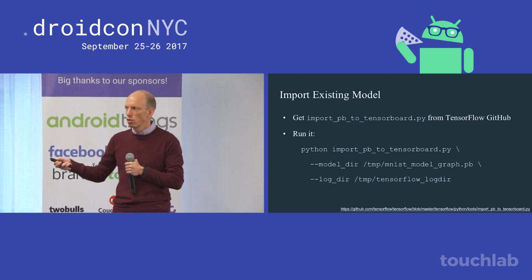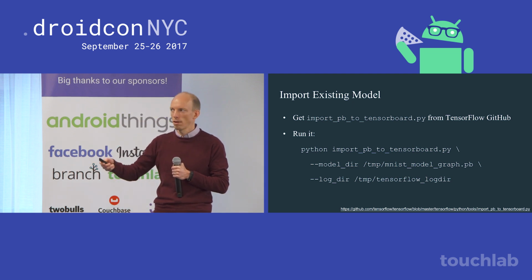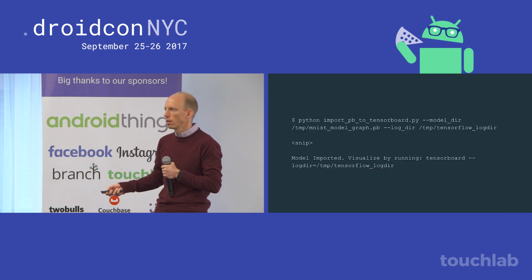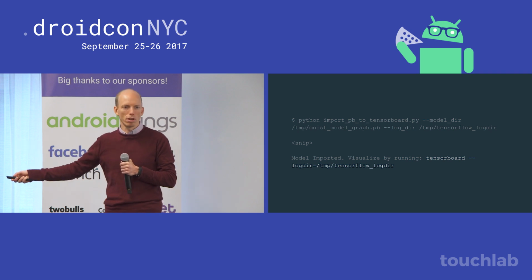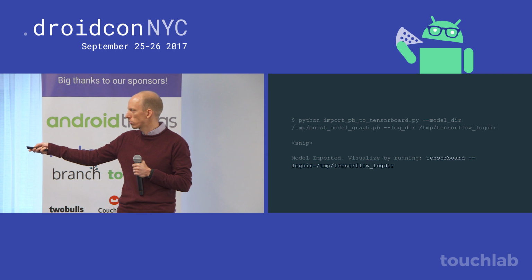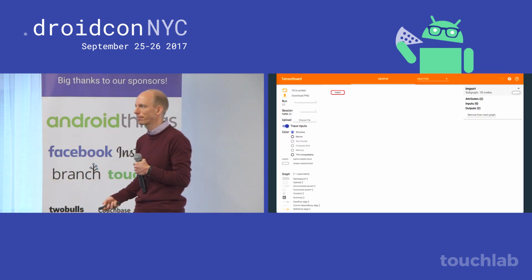At the moment, I don't think you can use the UI to import the model file. You have to run this script. So you grab this script from GitHub, and you tell it the location of the model you want to view. And you run it, and it says model imported, and then it tells you what command to run. All you're doing is making sure you're using the same log directory that you passed to the script when you start TensorBoard. So there's no rocket science there.